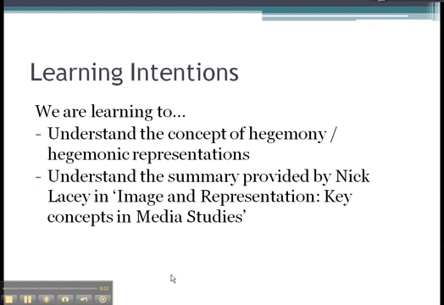So let's crack on. Learning intentions were, or are, to understand the concept of hegemony and hegemonic representations, and to use the summary provided by Nick Lacey in his book Image and Representation, Key Concepts in Media Studies to try and take us through the main points that you might need to know about hegemony.